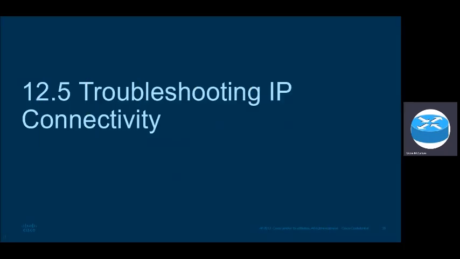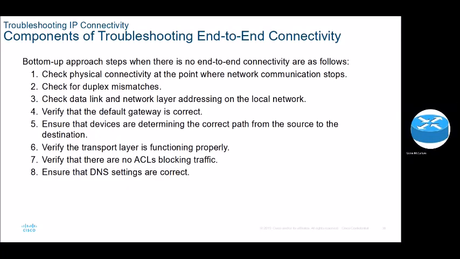All right, so how do we troubleshoot IP connectivity? So again, we've got the bottom-up approach. When there is no end-to-end connectivity, check your physical layer first, and then from there, you just go up the layers. So duplex, data link and network layer addressing, default gateway, and a correct path. And then from there, transport layer, access control lists, and DNS.